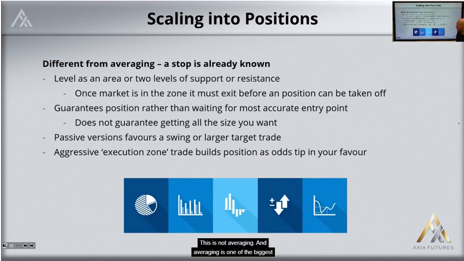This is not averaging. And averaging is one of the biggest dangers to a trader. Averaging into a position ultimately is a situation where you have no idea where you're wrong. And the reason for averaging is to bring your average price lower if you're buying, higher if you're selling, in the hope that the market is going to put you back on side. This is one of the most dangerous things you can do.